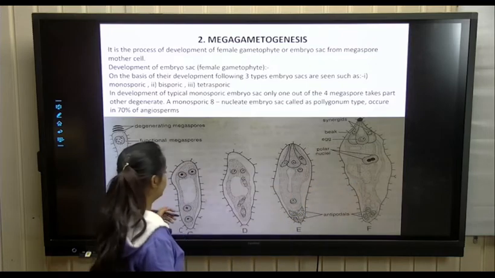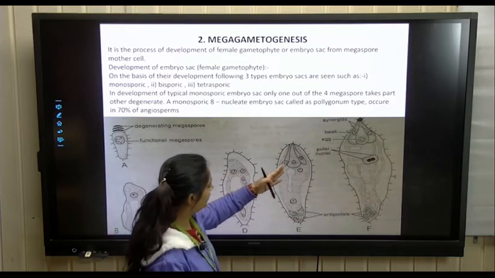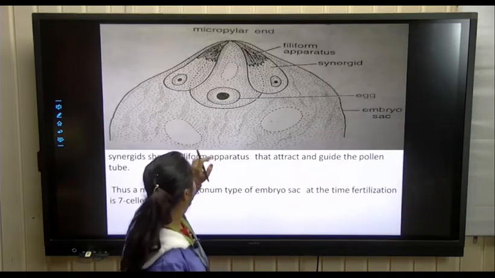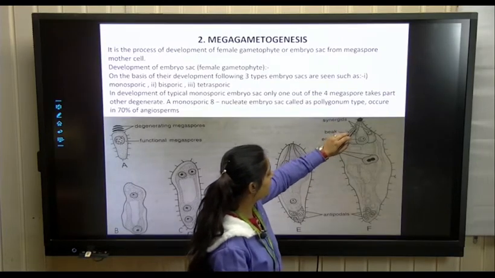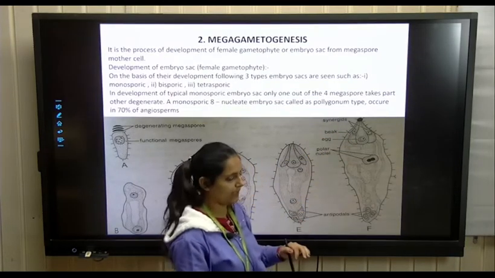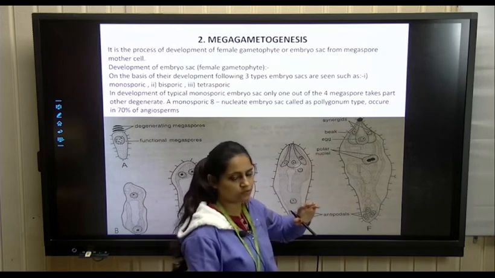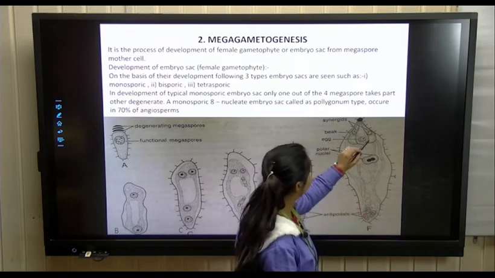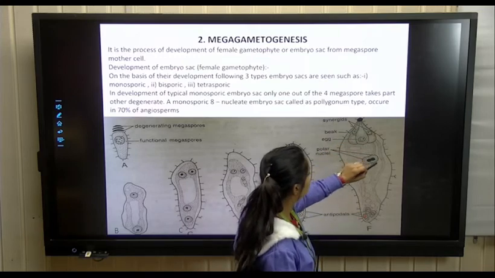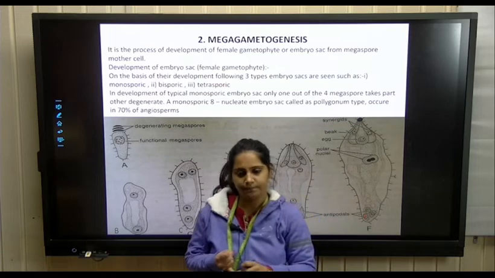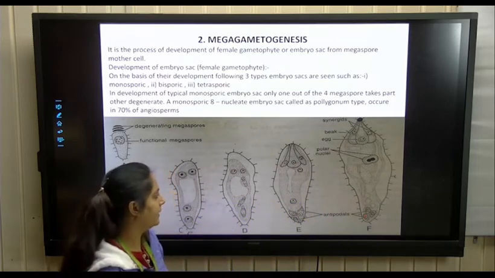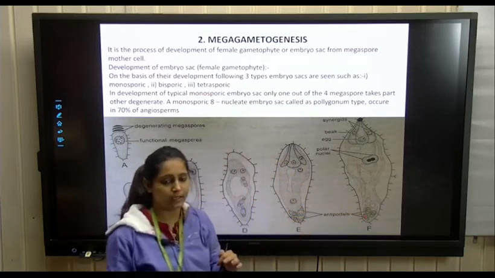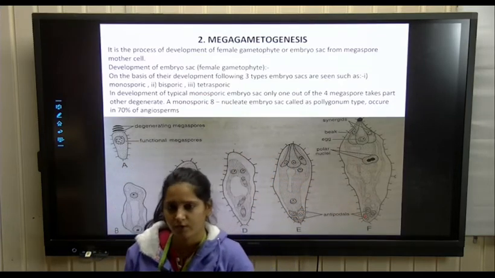So here are different types of cells. There are two ends, and we will discuss the structure of the embryo sac separately. The two ends are the micropyle and the chalaza, and there are a total of 8 nuclei and 7 cells. 3 cells are here, 3 cells are here, and one cell is here. So the number of cells is 7 and the number of nuclei is 8. This is the structure of the 7-celled, 8-nucleate embryo sac. This is a type of polygonum embryo sac.